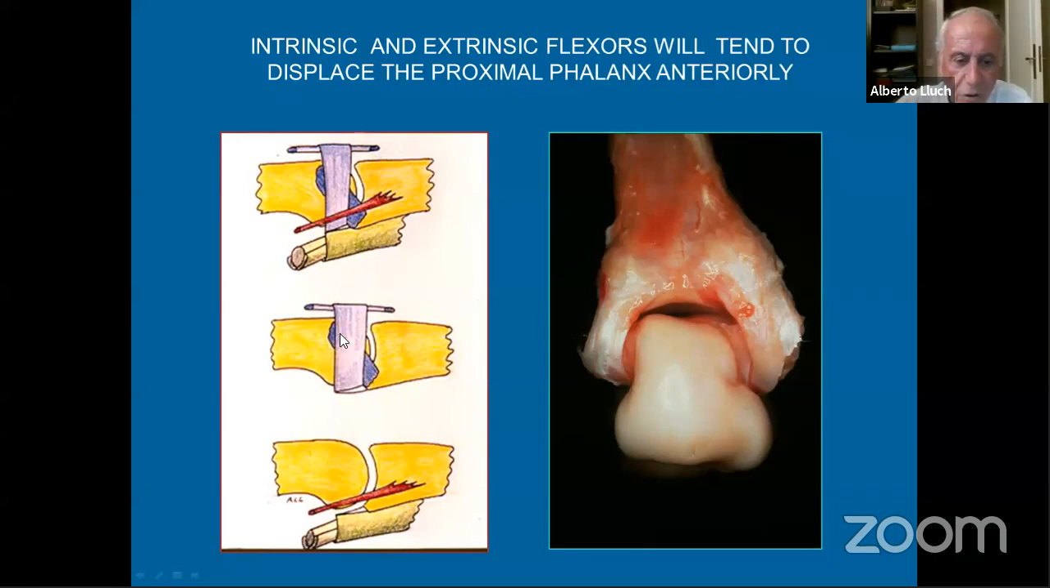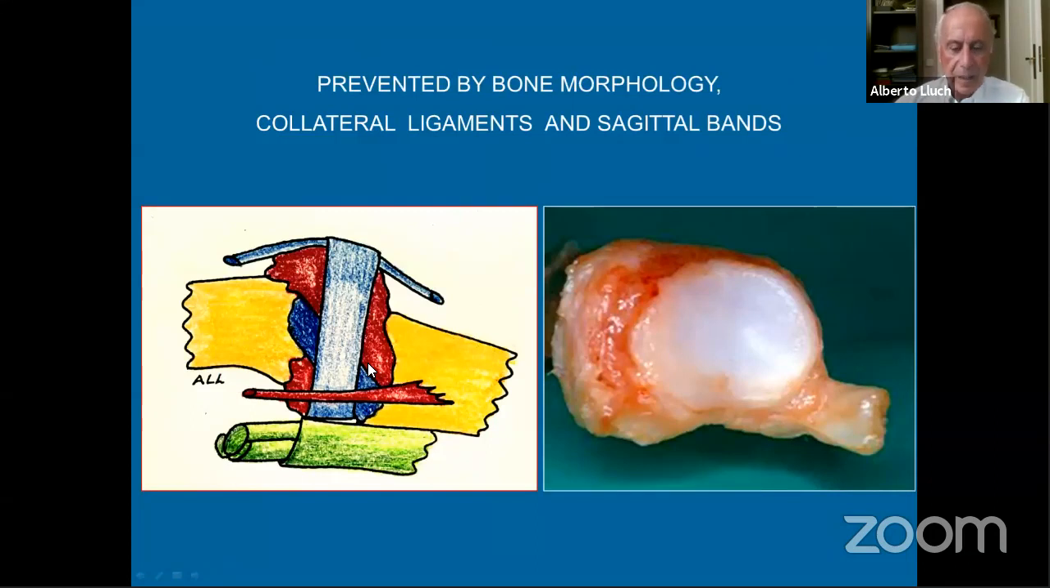So these are the only two structures, sagittal bands and collateral ligaments, that hold the proximal phalanx; they prevent the proximal phalanx from dislocating anteriorly. If we have a synovitis from rheumatoid arthritis, synovitis is like a tumor. Rheumatoid synovitis destroys, not like other synovitis. All of them destroy a little bit, but this is highly destructive. It's like a tumor. They will elongate and destroy the sagittal bands, and you will see it here.